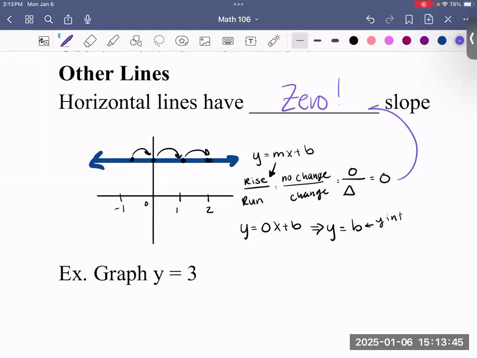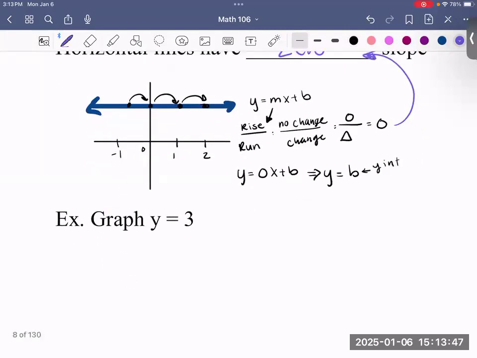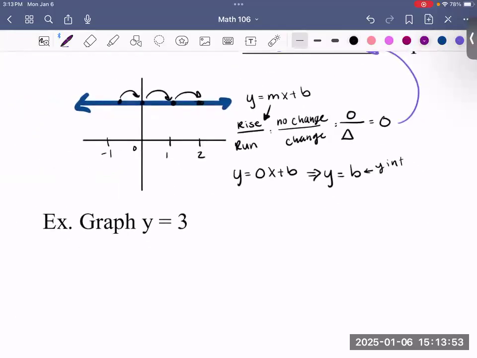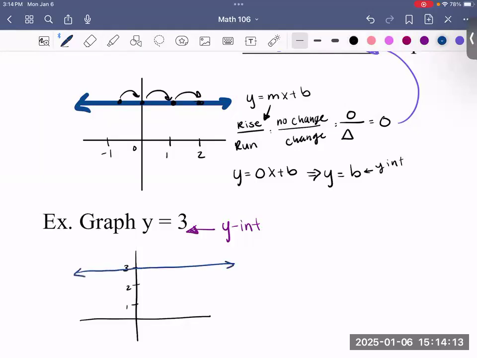Slope is 0. And so if I said, hey, can you graph the line y is equal to 3? This is just your y-intercept. And it's not just your y-intercept. Your y value is going to be 3 no matter what. So I could draw the exact same graph, 1, 2, 3. And your y value is not going to change.